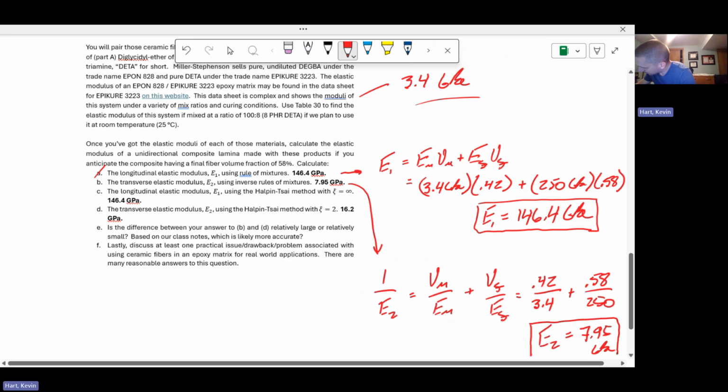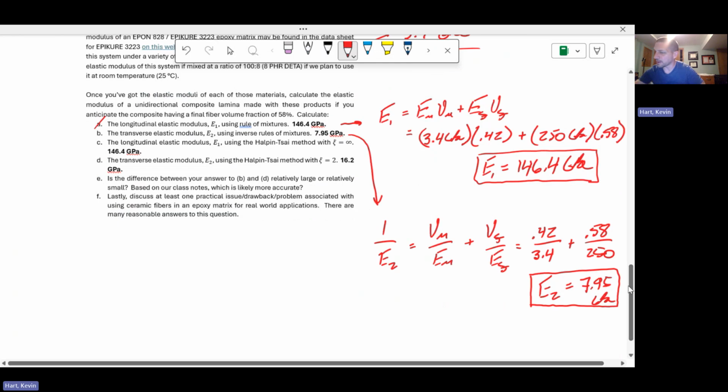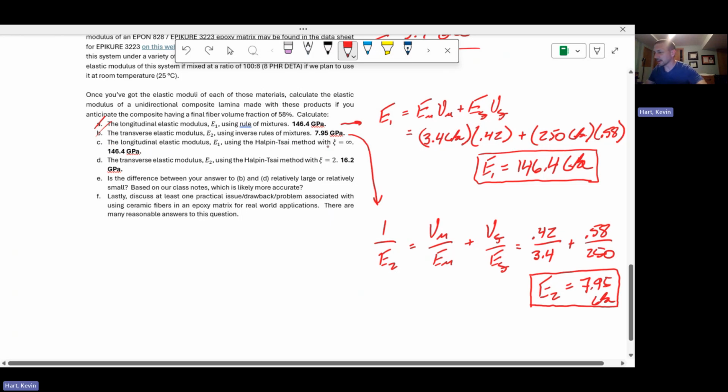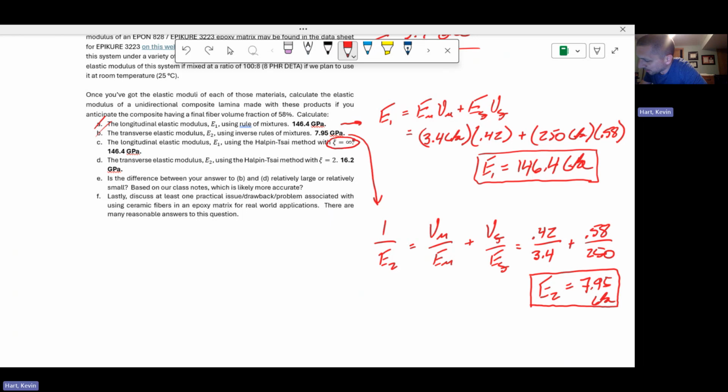All right, so that's elastic modulus in the transverse direction. So that's part B. Let's look at part C, the longitudinal elastic modulus using Halpin-Tsai method when xi equals infinity. This is just a little bit of theory, understanding what it means when xi equals infinity.